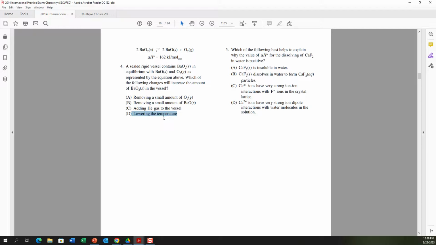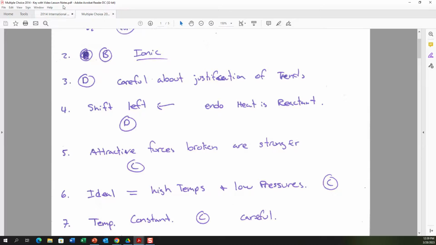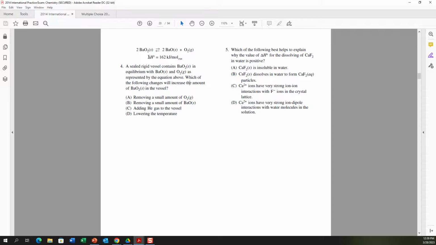Lowering the temperature, if you remove heat, remember it's an endothermic reaction, so heat is a reactant, so if I remove heat, it's going to shift to the left to replace it, producing more of that solid. That's going to increase the mass of that, so the answer is D. So again, we had to recognize that that meant endothermic, and so decreasing the temperature of an endothermic reaction will favor the reactants.